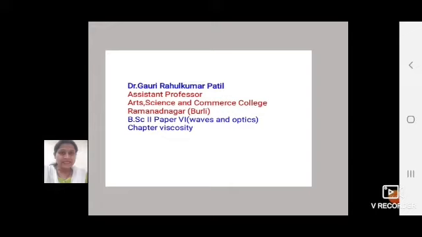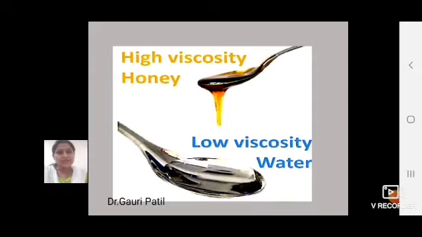Students, in today's lecture, we will discuss the chapter Viscosity from paper number 6 of BSc second year, which was on optics. Students, in the last lecture, we discussed viscosity, the characteristics of an ideal fluid, and we derived the formula for Newton's law of viscosity.